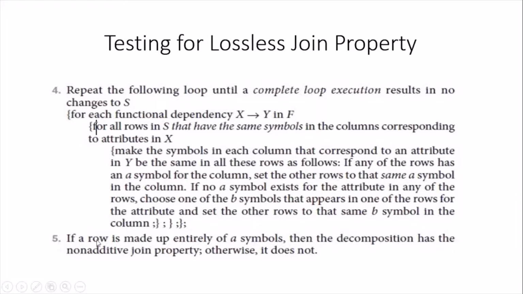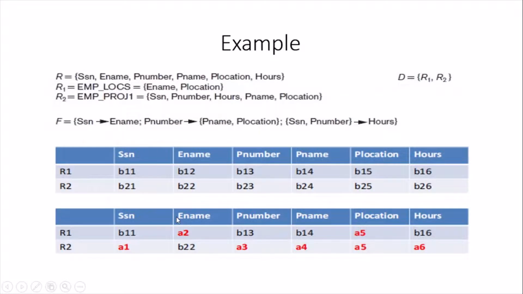And finally, if a row is made up of entirely A symbols, then you can assume that the decomposition has the non-additive join property. Otherwise, it does not. So we'll see an example, and then it will be clear.